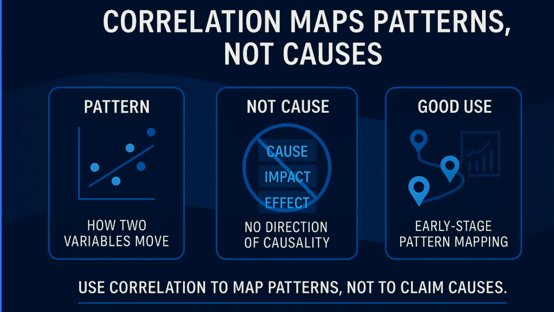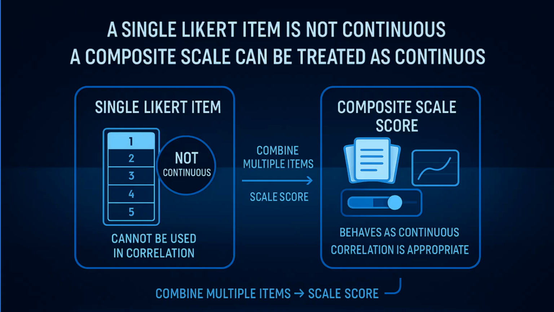Correlation requires that both variables be continuous. Continuous variables are measured in amounts, not categories. Examples include test scores, percentages, time, frequency, or total scores created from validated instruments. A single Likert scale item is not continuous and cannot be used in correlation.